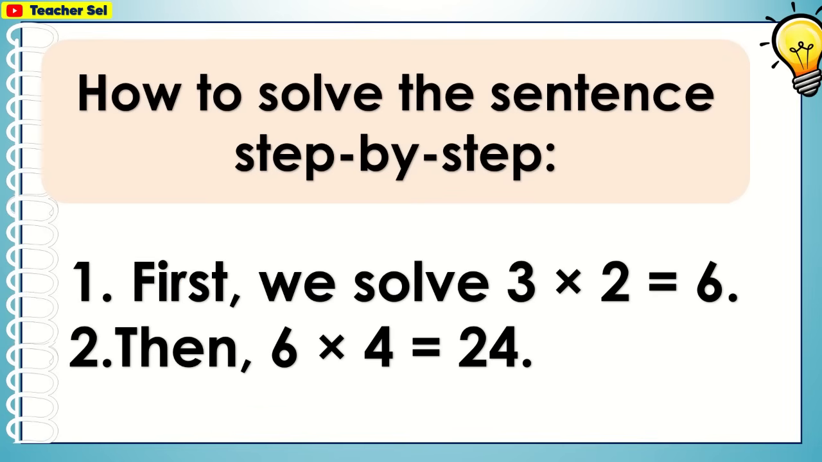How to solve the sentence step by step. First, we solve 3 times 2 equals 6. Then, 6 times 4 equals 24.